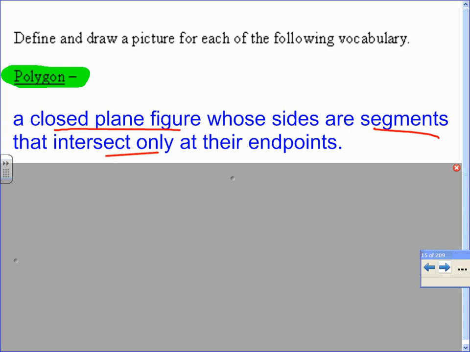Donatus, open up your notes. Only at their endpoints. So I want you to underline closed plane figure, segment, and intersect only. If you have your hand up, just give me a minute to keep explaining. I should be able to answer your question. So hold on. Hold on a sec, okay?